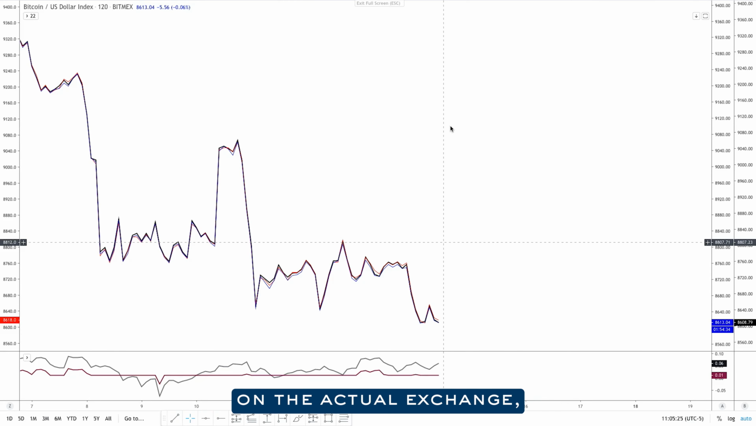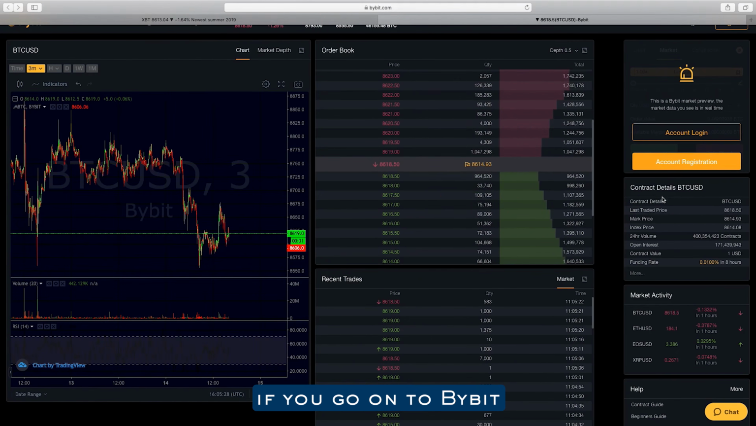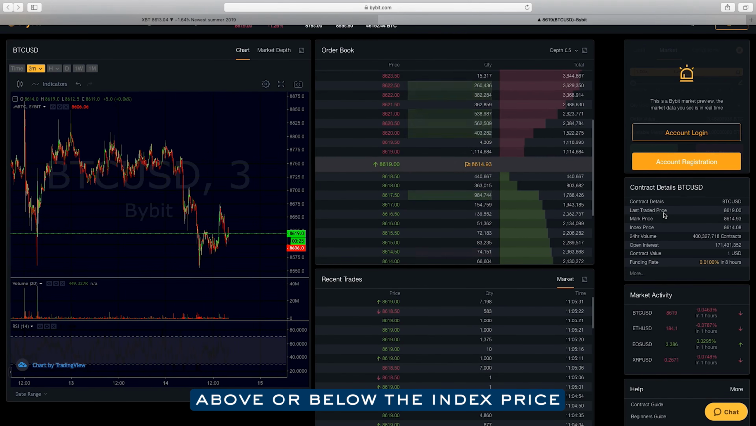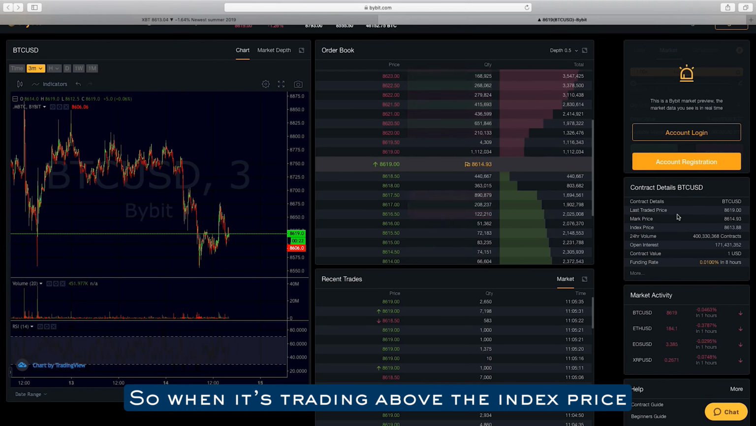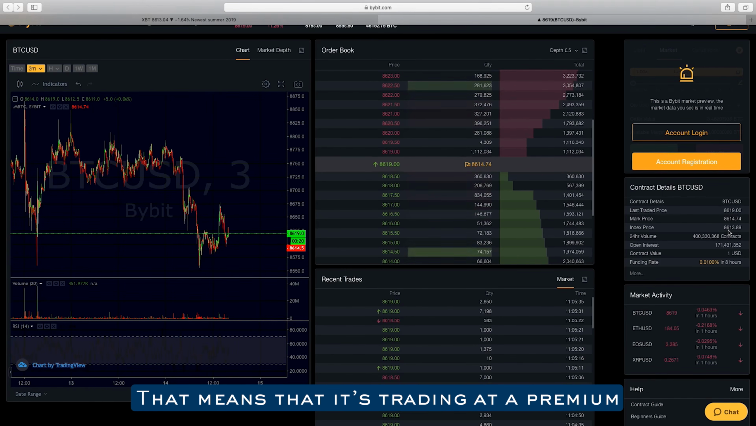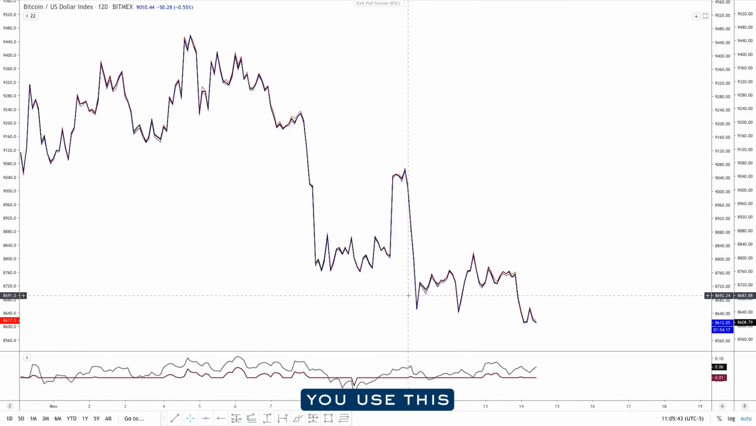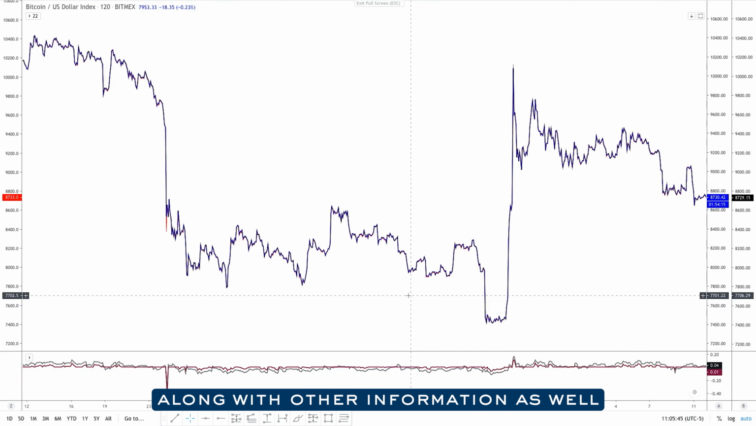All right, so if you want to look at this on the actual exchange, if you go onto Bybit, you can go onto contract details, and you can see when the last traded price, which is the futures contract, is trading either above or below the index price. So when it's trading above the index price, that means that it's trading at a premium. When it's trading below the index price, that means it's trading at a discount. So again, you use this along with other information as well.